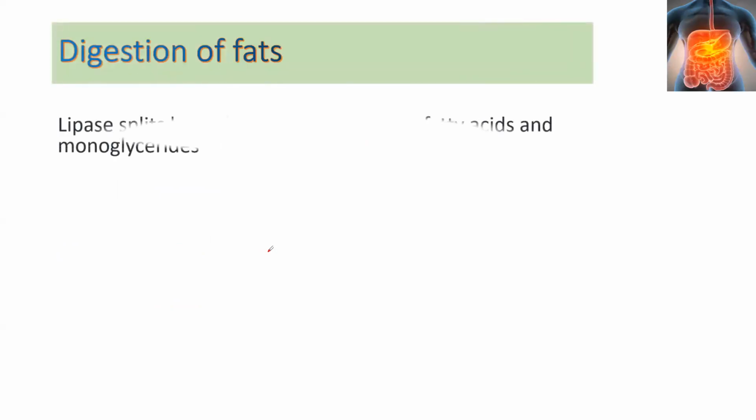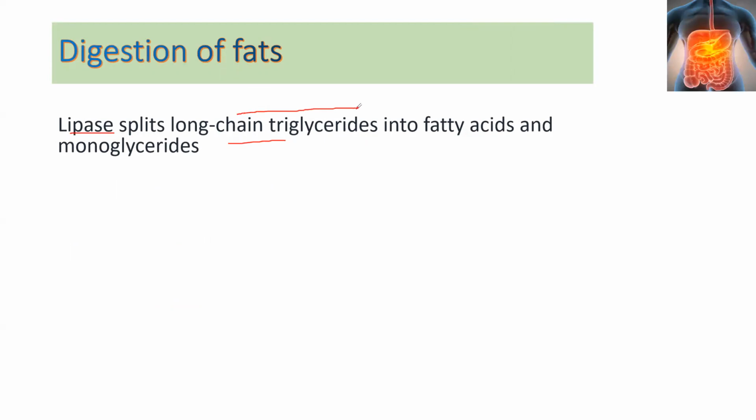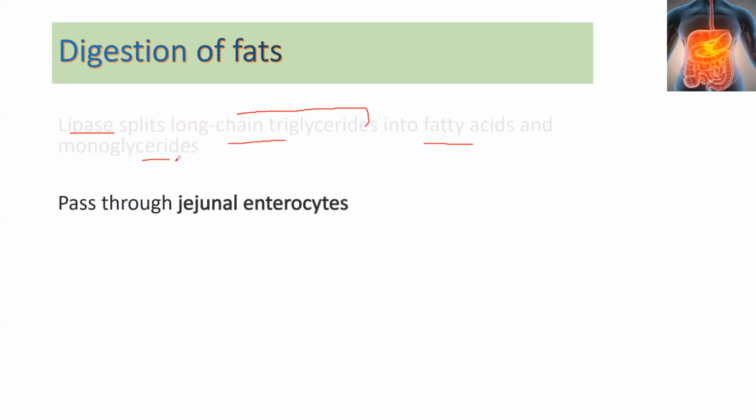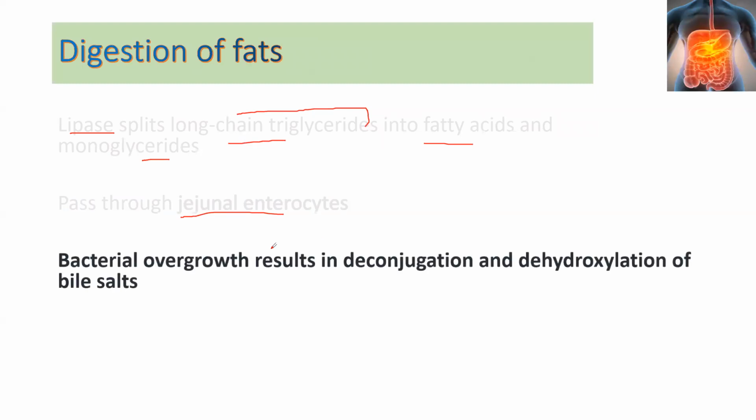Well, in this slide, we see how the fats are digested. First, this line talks about the physiology: the lipase splits the long chain triglycerides into fatty acids and monoglycerides, and these pass through the jejunal enterocytes when they are absorbed or mixed with the bile acids. This is just the overview of fat digestion.